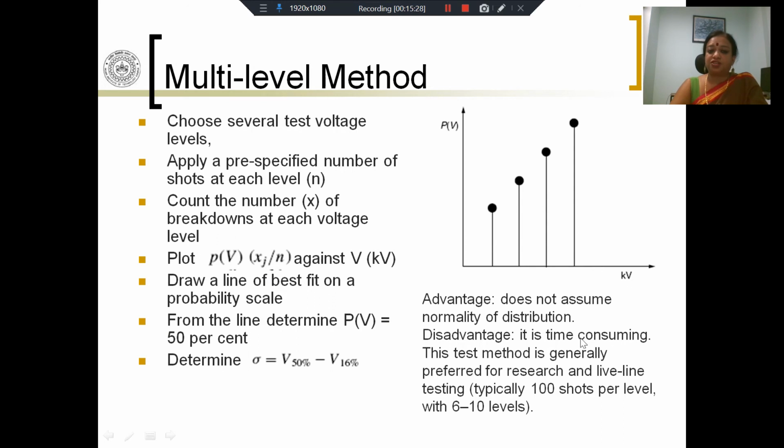Now the advantage of this method is you're just taking the data and you're plotting it. So all you're doing is you have V and you're plotting P(V) as a fraction of the number of breakdowns. So you are not assuming the normality of the distribution. You're working with a distribution that is automatically obtained from the data. The disadvantage of this method is that it is time consuming. This test method is generally preferred for research and live line testing. Typically, we work with 100 shots per level and we work with 6 to 10 levels.